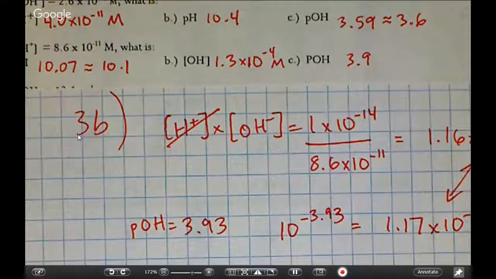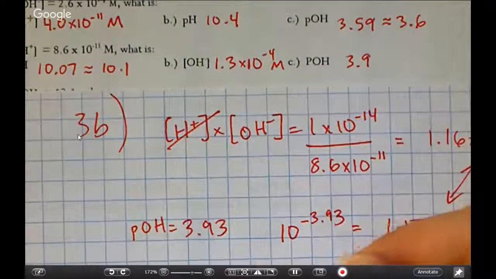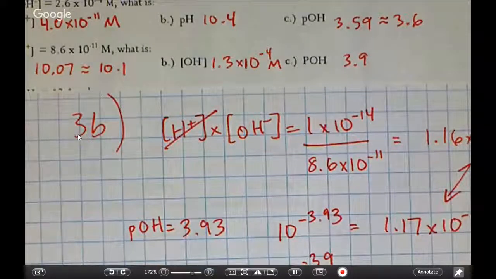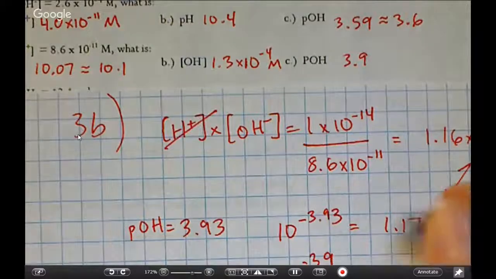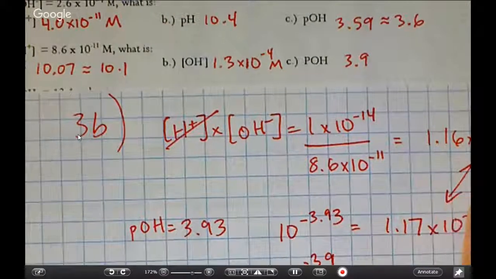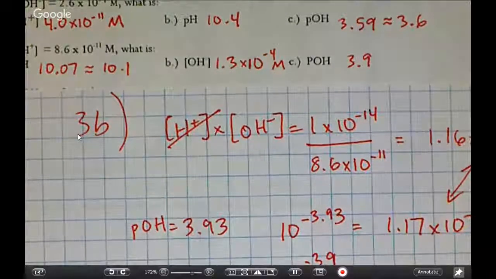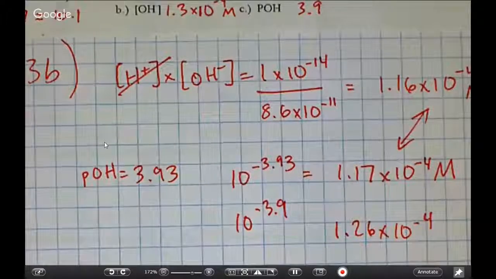How do you get 1.3? 1.3? That's what you have in your answer. So what I had done was 10 to the negative 3.9. And that comes out to 1.26 times 10 to the minus 4, but I had rounded. All right.